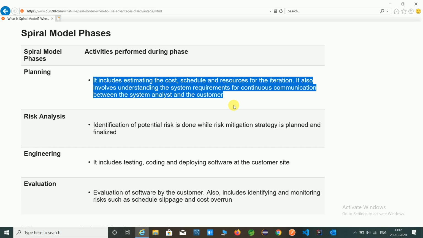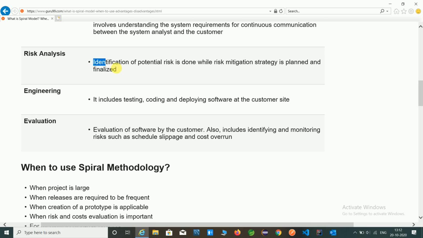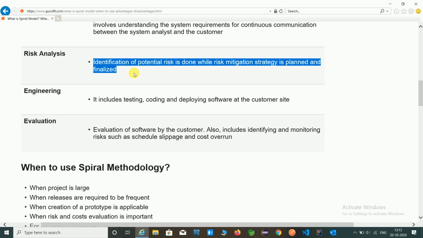That means in this phase, the project manager communicates with the customer and collects the requirements, what they need for runtime, and they continuously communicate with the customers and simultaneously start developing also. Next is risk analysis. In risk analysis, identification of potential risks is done while the risk mitigation strategy is planned and finalized. In the spiral model, they already define the risk and try to overcome that risk.